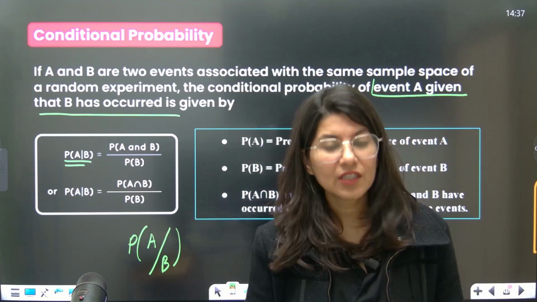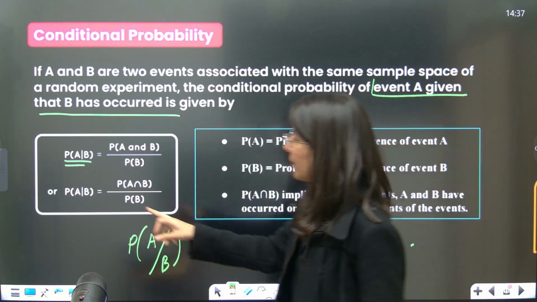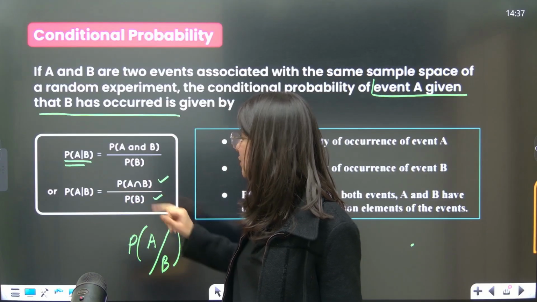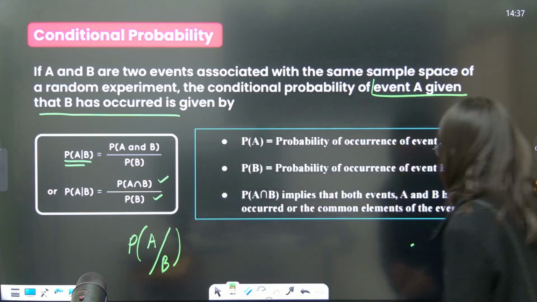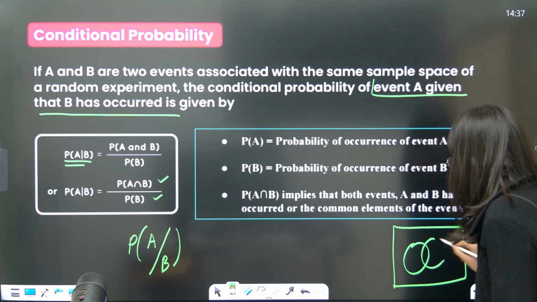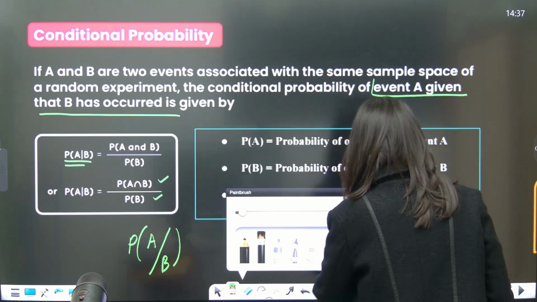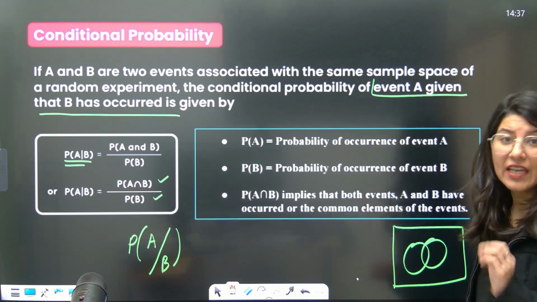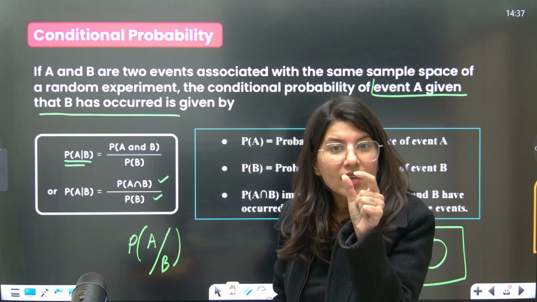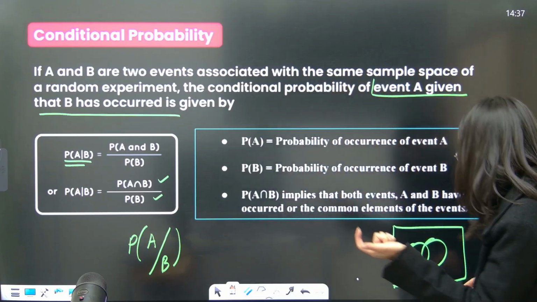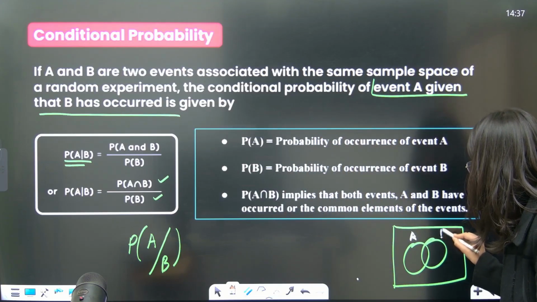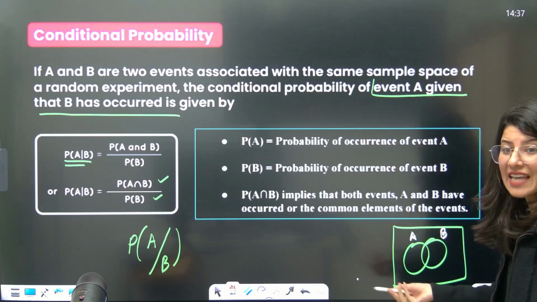So the formula is: probability of A given that B has already occurred will be probability of A intersection B upon probability of B. Now you will be like, ma'am, you are telling the direct formula. But if you try to understand with the help of a Venn diagram, then also you will understand. Probability of A you are looking for, but specifically in that region where B has already occurred. So this is your A, this is your B. Just tell me where exactly B has occurred.